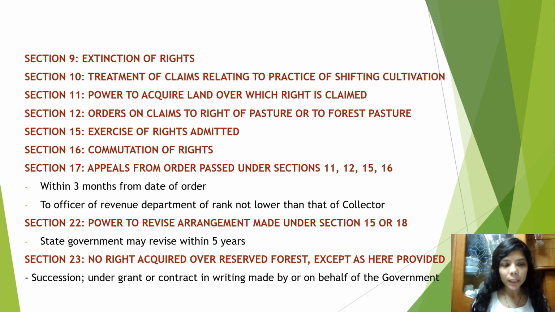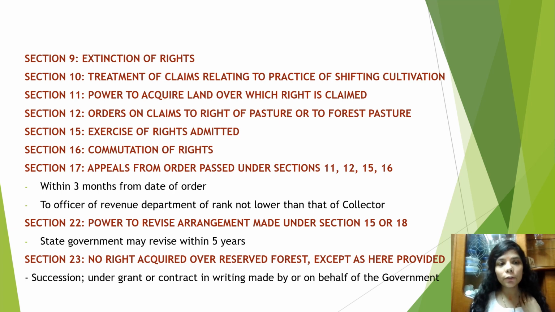Section 9, extension of rights. Section 10, see, these are only important sections and you have to keep in mind what subject matter each section number deals with, or what is the marginal head note of this section. Section 9 deals with extension of rights. Section 10 deals with treatment of claims regarding practice of shifting cultivation. Section 11, power to acquire land over which right is claimed.